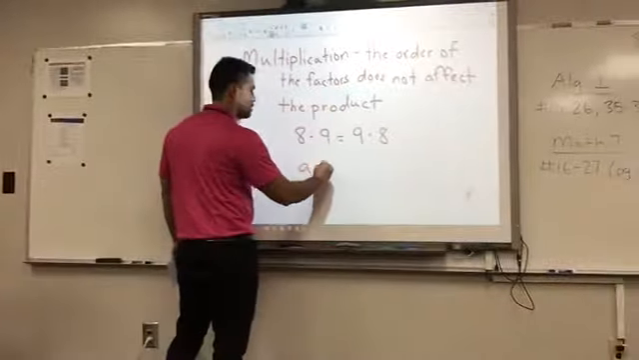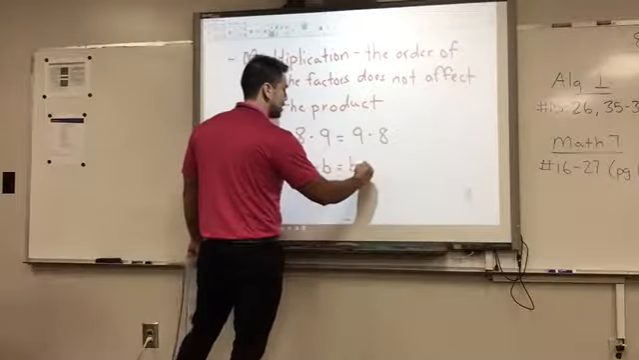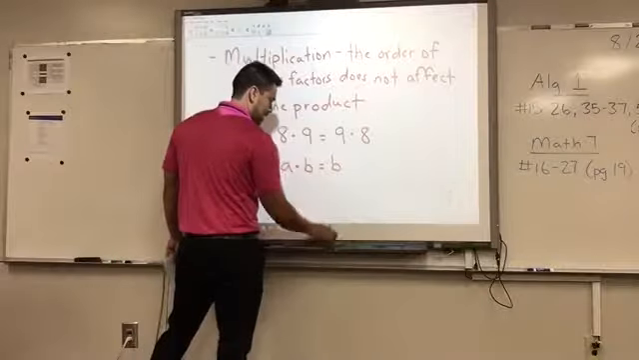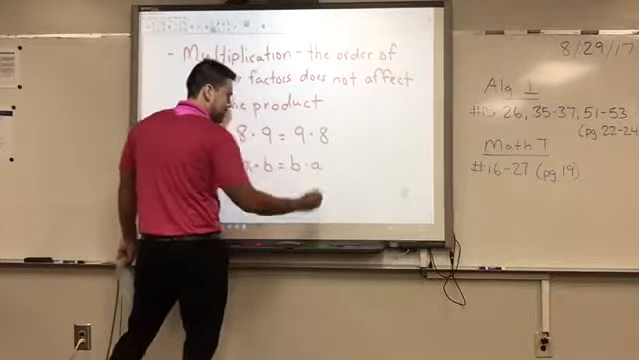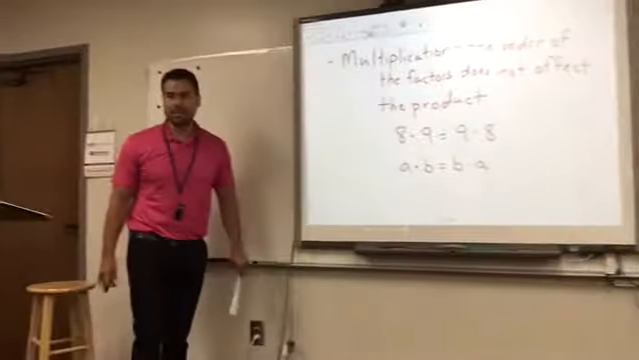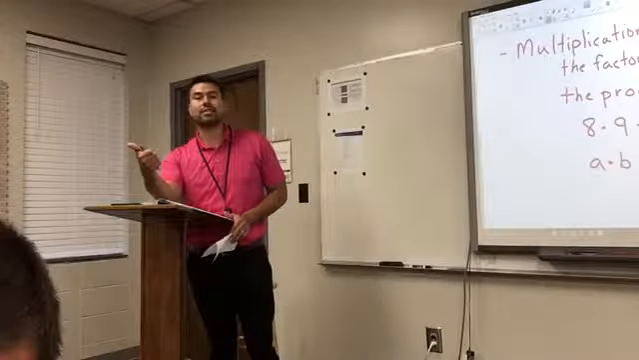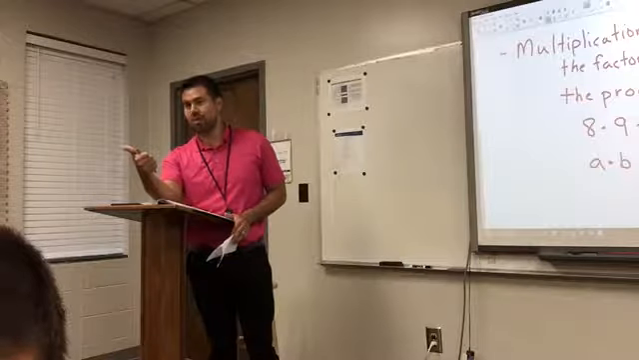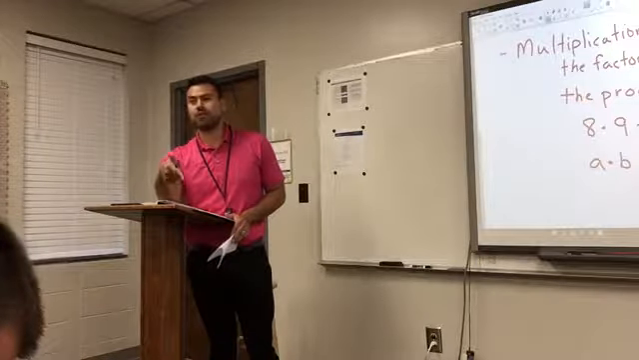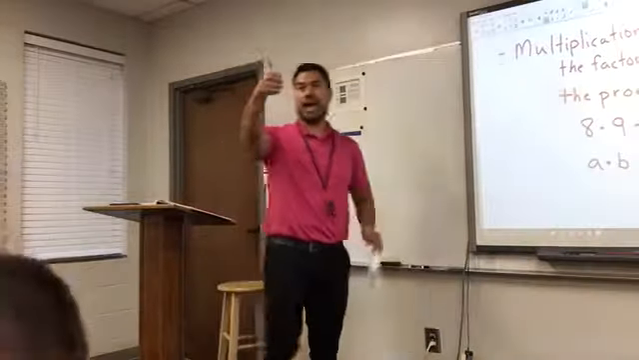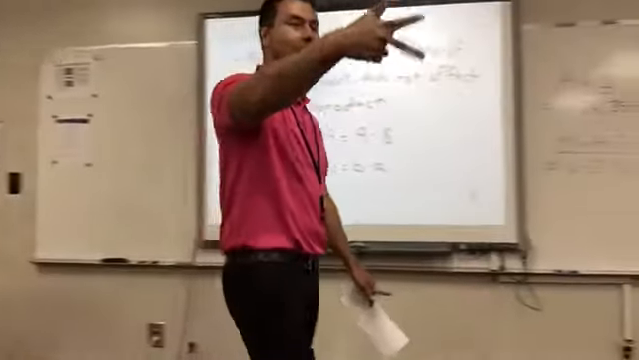A times B is equal to B times A. That second A keeps looking like a 9. I apologize. Okay. A times B equals B times A. Does the order of the addends affect the sum? No. Does the order of the factors affect the product? No. Now, do you notice how I use the words addend, sum, factor, product?